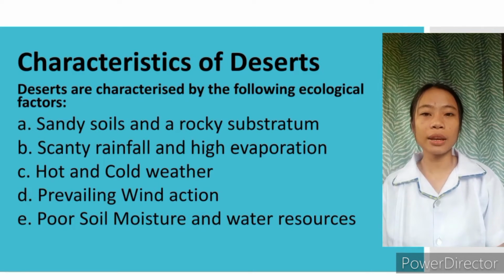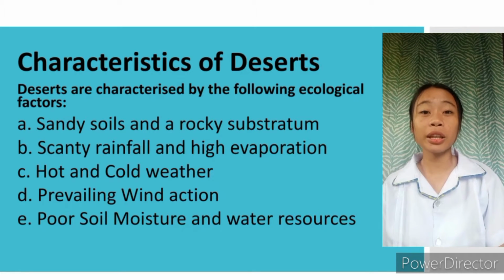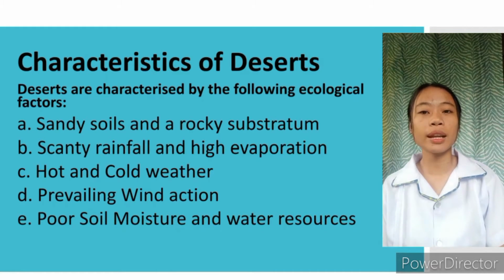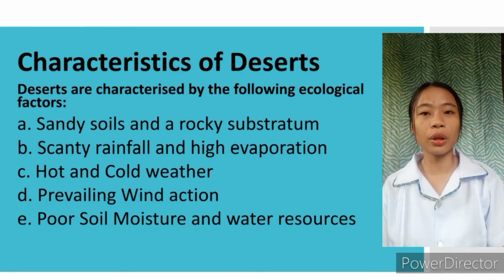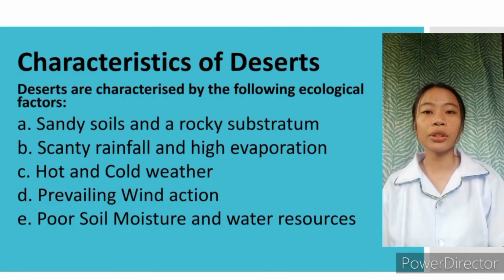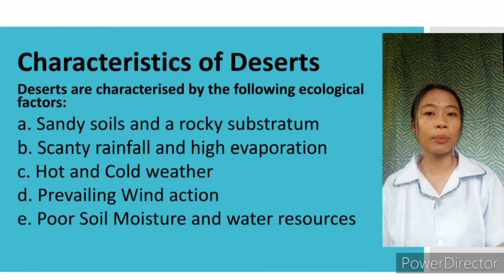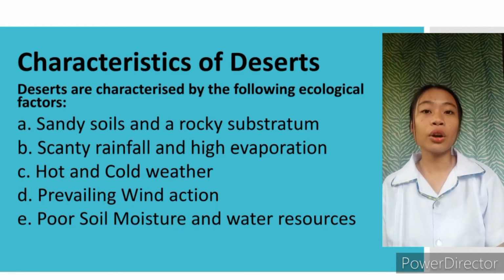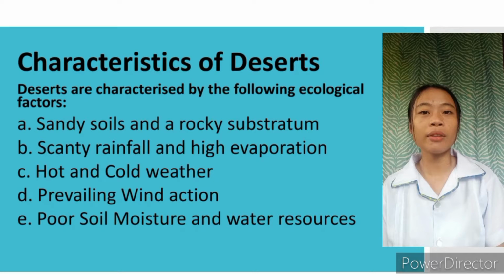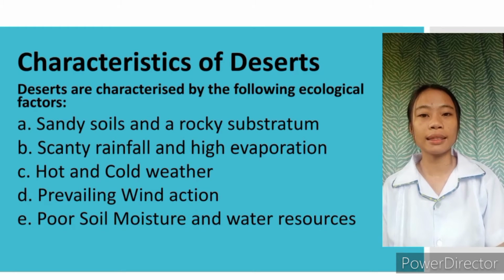When we say scanty rainfall, it means that that particular place experiences very little or almost no rainfall. We all know that desert areas receive less precipitation because they have high evaporation. Deserts are so dry that rain evaporates quickly before it can hit the land.